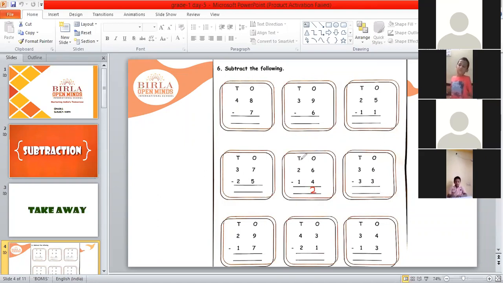Okay. Now in tens place, what are the two numbers? 2 and 1. Show me your 2 fingers. Now from these 2 fingers, remove 1 finger. How many are left? 1. So answer is 12. Yes, answer is 12. Now this is the correct answer.